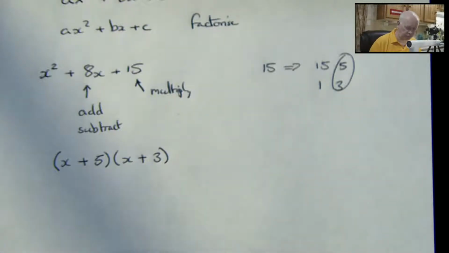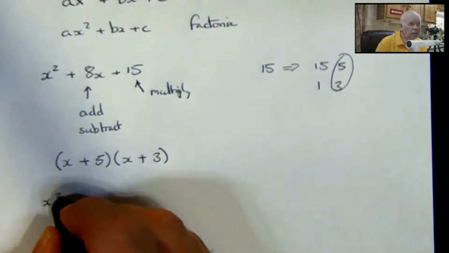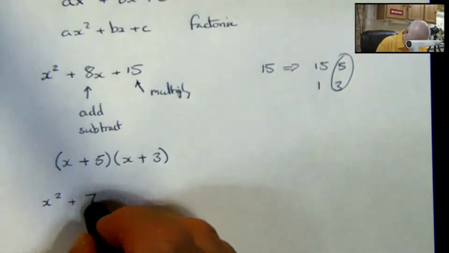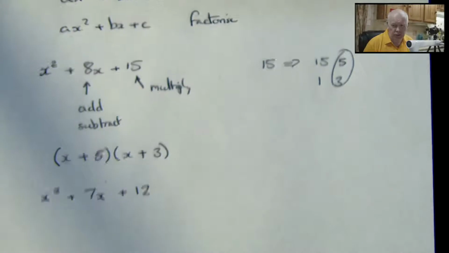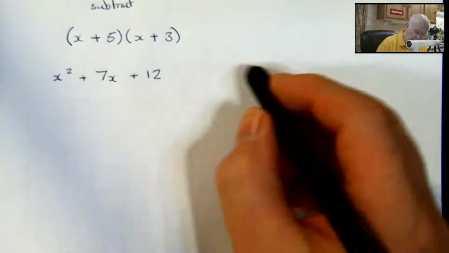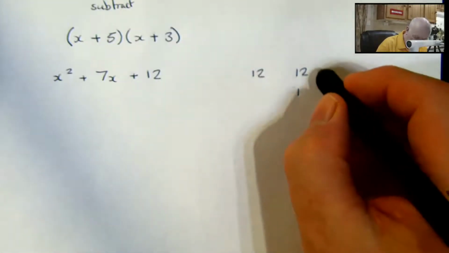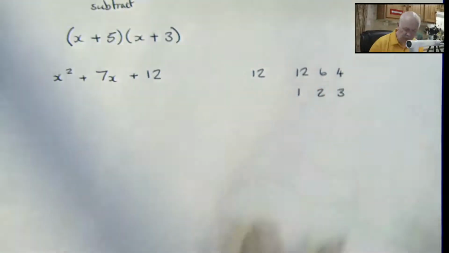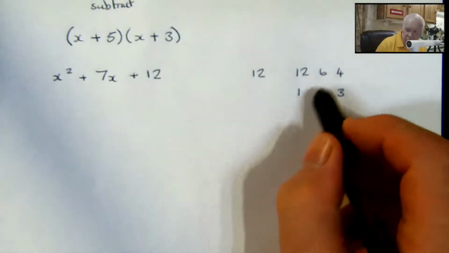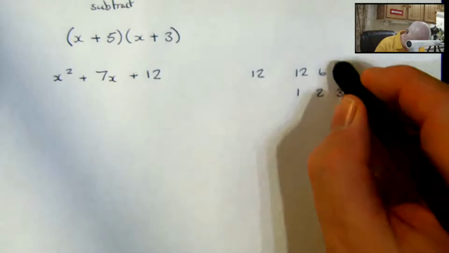Let's have a different quadratic. Let's have this time x squared plus 7x plus 12. Now, I've chosen this one because this gives a whole variety of different factors to worry about for the 12. The 12 is 12 and 1, but we've also got 6 and 2, and we've got 4 and 3. So we've got a variety of factors, but only one of those is going to make 7, and it is this one.